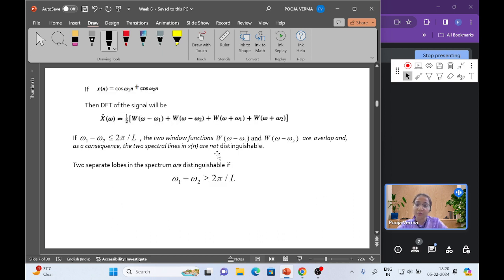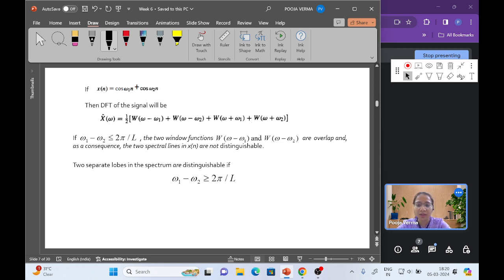Next, if we have x of n equal to cos omega 1 n plus cos omega 2 n, there are two frequency components, omega 1 and omega 2. Then what does the DFT look like? It will look like X cap of n, omega equal to 1 by 2 in brackets W(omega minus omega 1) plus W(omega minus omega 2) plus W(omega plus omega 1) plus W(omega plus omega 2).